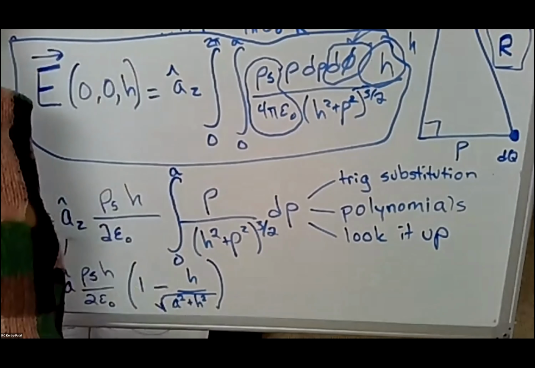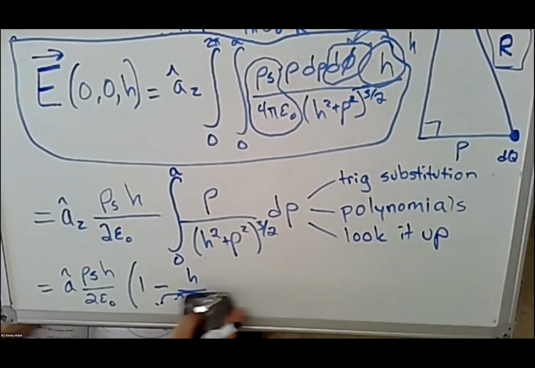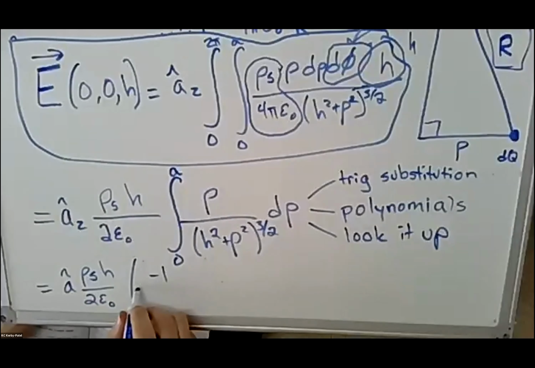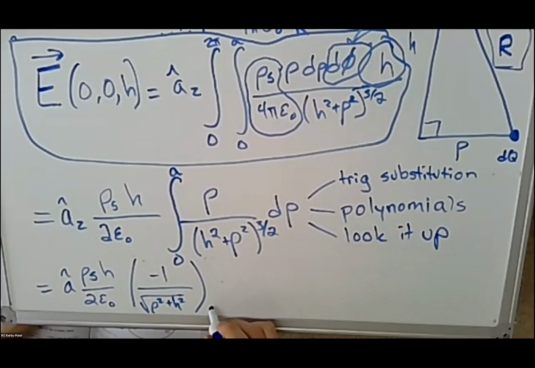Cool. Actually, I'm going to go back one step, so I'm going to write it down in its original form, my apologies. You're all taking notes, and I'm sorry. Can I finish my sentence first, and then I'll answer the question? This stuff is -1 over the square root of rho squared plus h squared evaluated from 0 to a. Yes?